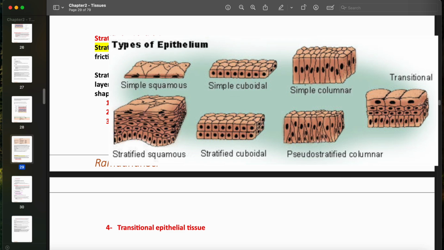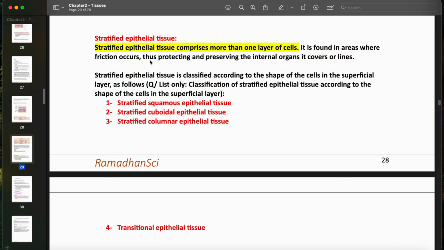It is found in areas where friction occurs, thus protecting and preserving the internal organs it covers or lines. So the main function of the stratified epithelial tissue in general, without being specific, is protection. Protects and preserves the internal organs.